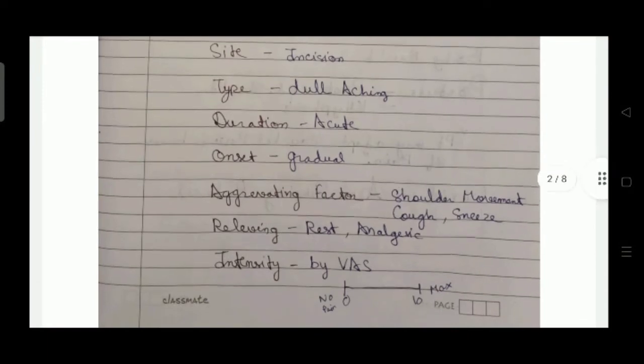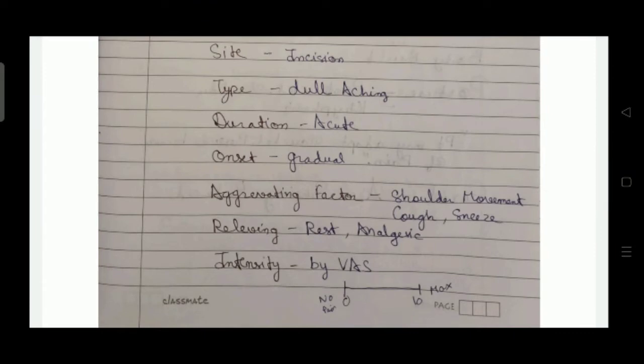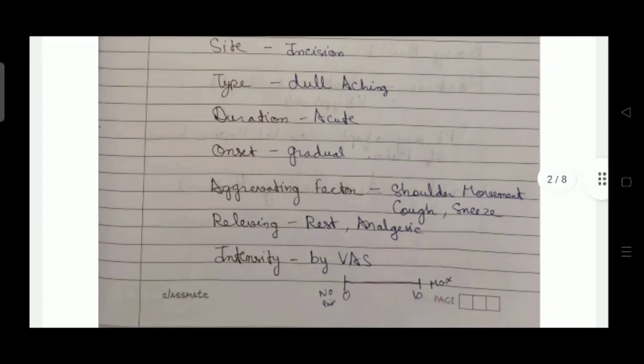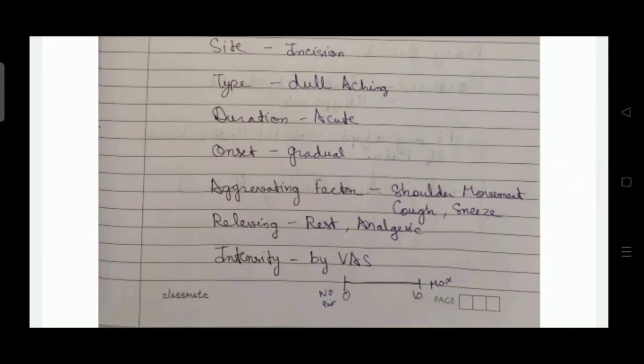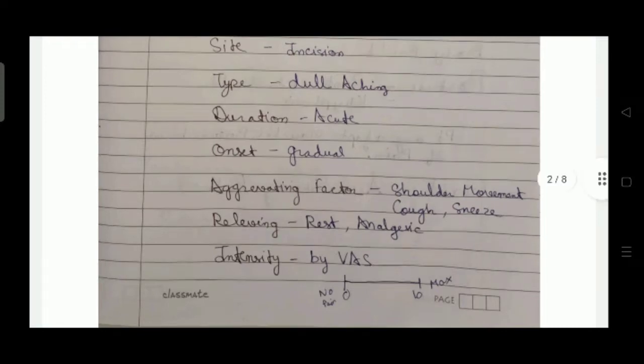Aggravating factor, shoulder movements. As soon as the patient does any shoulder movement like abduction of the hand, the patient will be having pain. If the patient coughs, there would be pain over the incision site. If the patient sneezes heavily, the patient will have pain. Relieving factors: the pain would be reduced when the patient takes analgesic, then the patient will feel better, and when the patient is at rest. Intensity you have to take by visual analog scale. You have to mention the grade 0 to 10, 0 is no pain, 10 is maximum pain. Always draw with a pencil, and just mention this much.